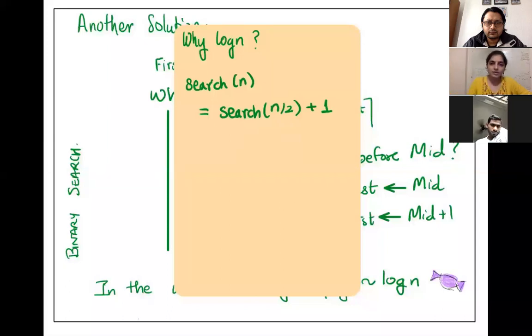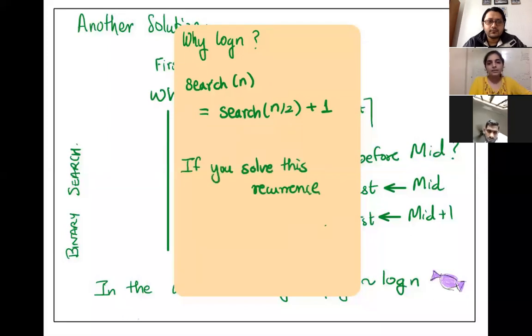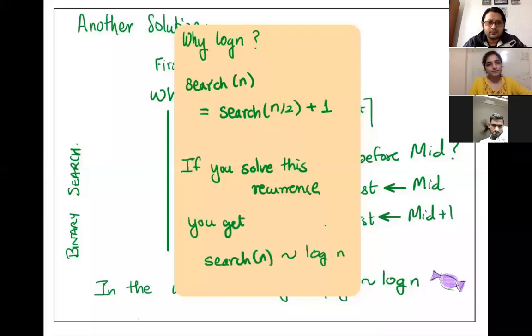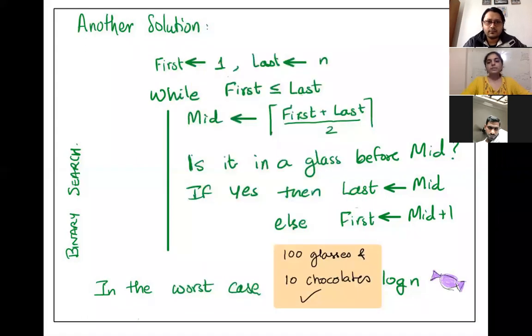How long can this process go on? n by 2 will become n by 4, n by 4 will become n by 8, and so on. And of course, when you solve this recurrence, you can quite easily see that search(n) will be around log n. So indeed, if there were 100 glasses and we are taking log to the base 2, we are in fact using far fewer chocolates, about log 100, and you were able to find your wristwatch.